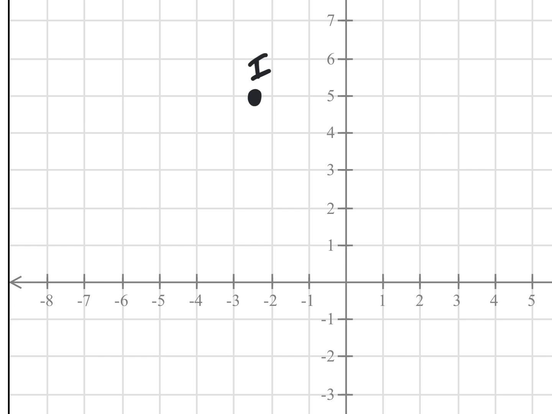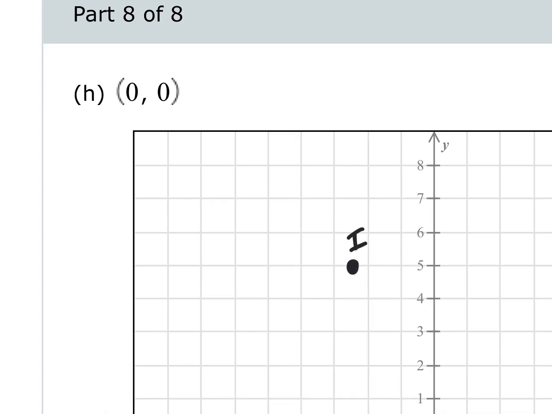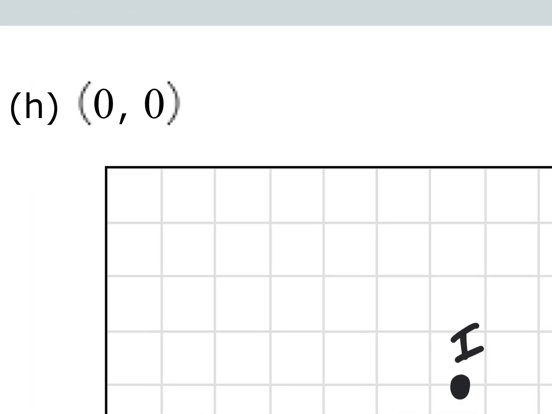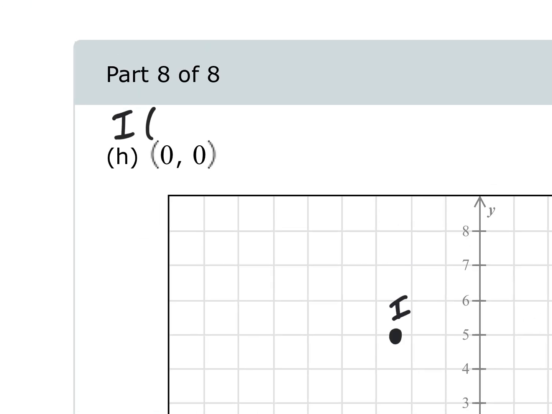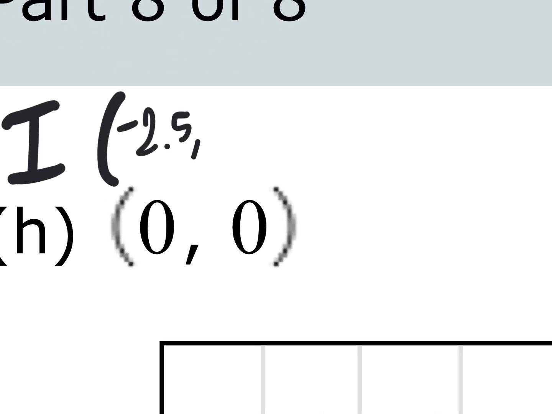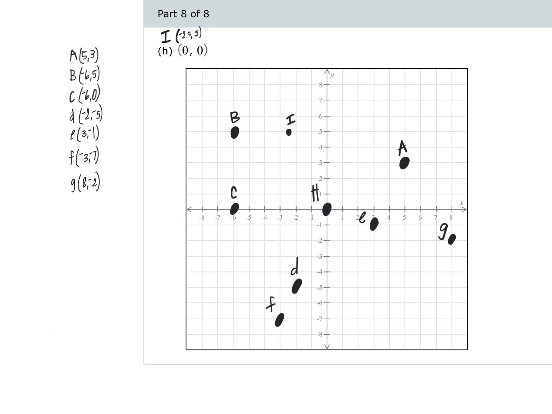And now on the test, this is many parts. What I would do if I were you, I would write these down, A, B, C, D, in my blue book, and then type it in so that you're not scrolling up and down, finding your point, and then scrolling and finding where to type it in and all that kind of stuff. I'd write them down in my blue book, and then I would type them in. But we said that this point I is located at, again, -2.5, up 5.